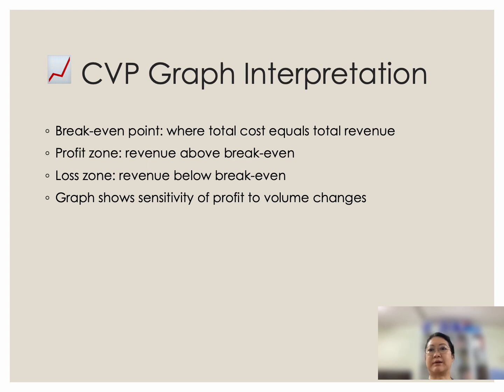On a CVP graph, we will plot total revenue and total cost against the volume level. The break-even point is where these two lines meet, that is, where revenue equals cost. To the right of this point, you are in the profit zone. To the left, you are in the loss zone. The steeper the line, the more sensitive your profit is to volume changes. The details of the graphical interpretations will be explained further in the lecture.